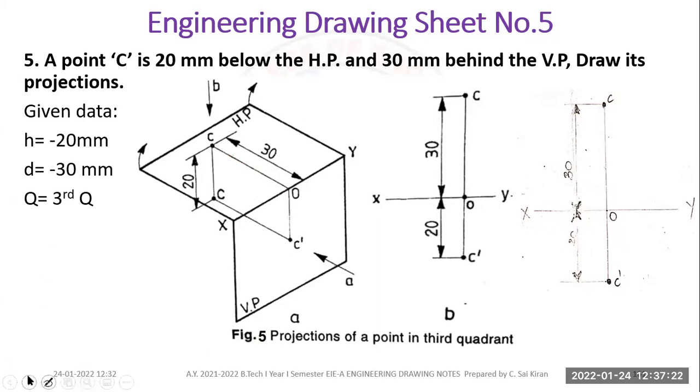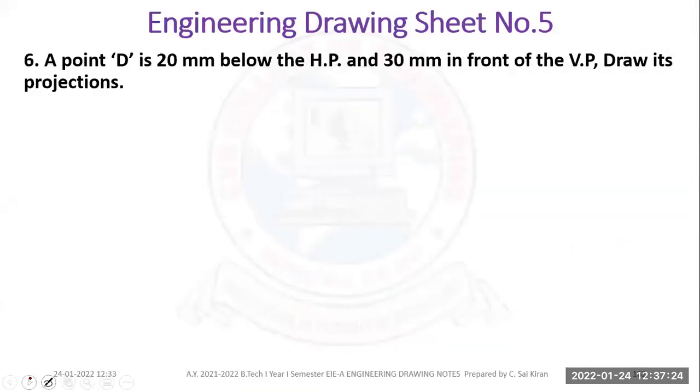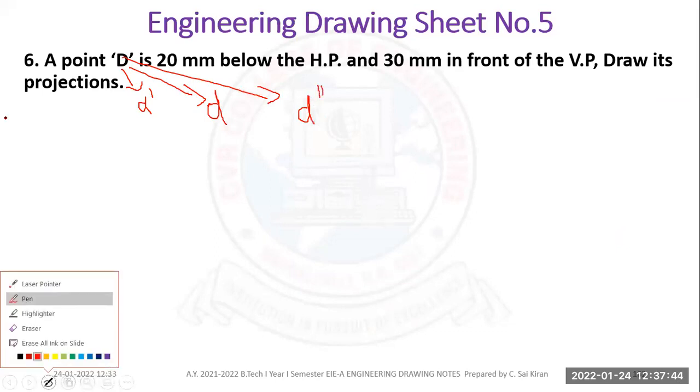So I'm going to the next column. Point D. Whenever it is point D, the front view will be small letter d dash, the top view will be small letter d, and the side view, another side view, will be small letter d double dash. So these things you have to remember before starting the problem.